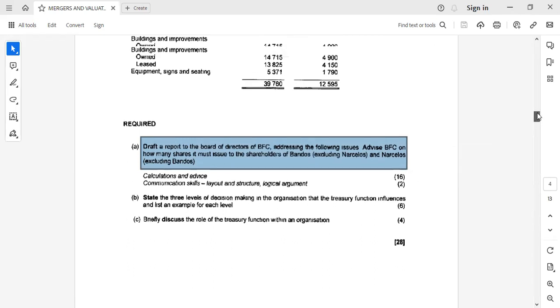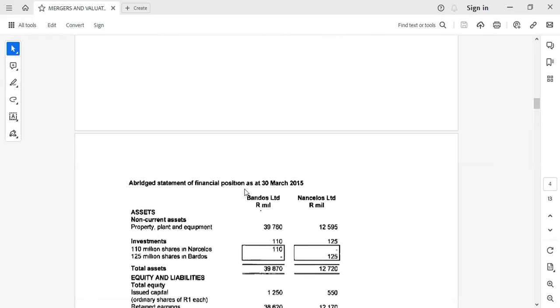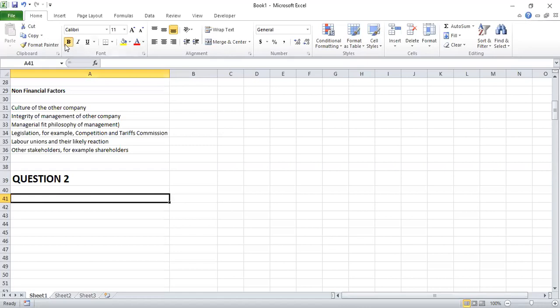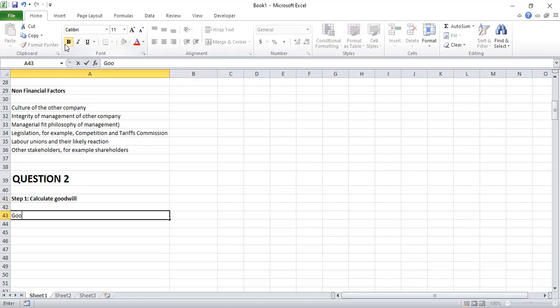So let's first calculate the goodwill. Right, the goodwill is the present value of what we call the super profits. So we can say step one, calculate your goodwill. Goodwill is the present value of super profits. And the super profits are equal to the anticipated profits minus the return on assets.